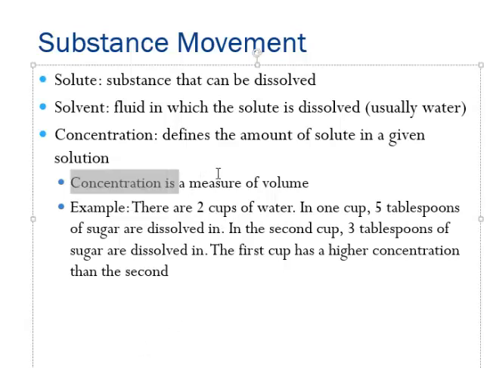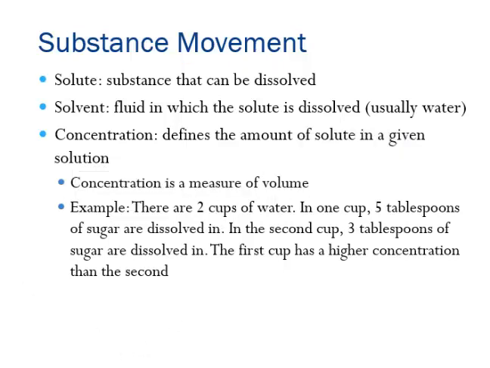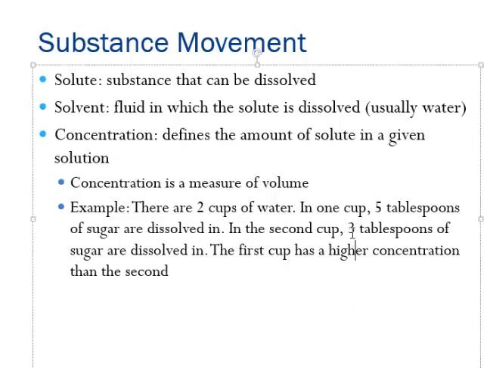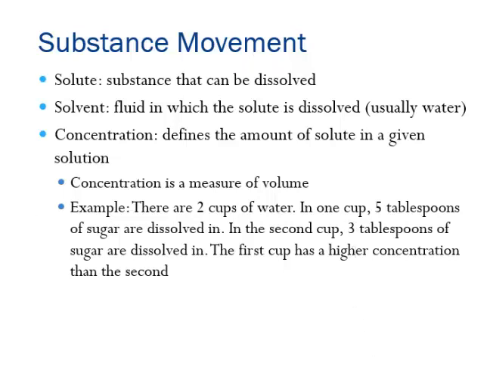So concentration of the solute is a measure of volume. For example, just a very simple example, if you have 2 cups of water and you've got 5 tablespoons of sugar in one and 3 tablespoons of sugar dissolved in the other, obviously the first cup has a higher concentration than the second. If you were measuring the amount of material that is dissolved, the first cup you would say 5 tablespoons per cup, and the second one you would say 3 tablespoons per cup. Very simple. Obviously that's a 5-to-3 ratio, and the first one has the higher concentration.